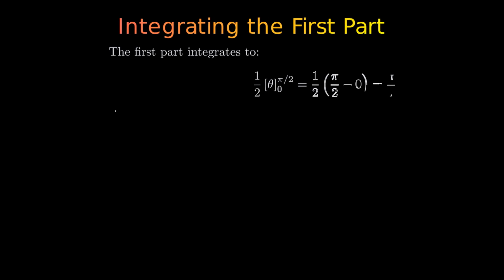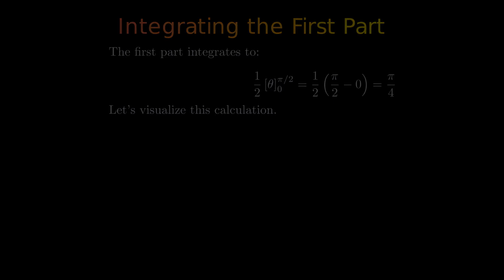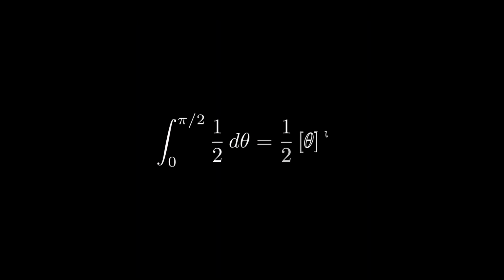The first part integrates to 1/2 [theta] from 0 to pi over 2, which equals 1/2 (pi/2 minus 0), which equals pi/4. Let's visualize this calculation. Now let's evaluate the first part of the integral.